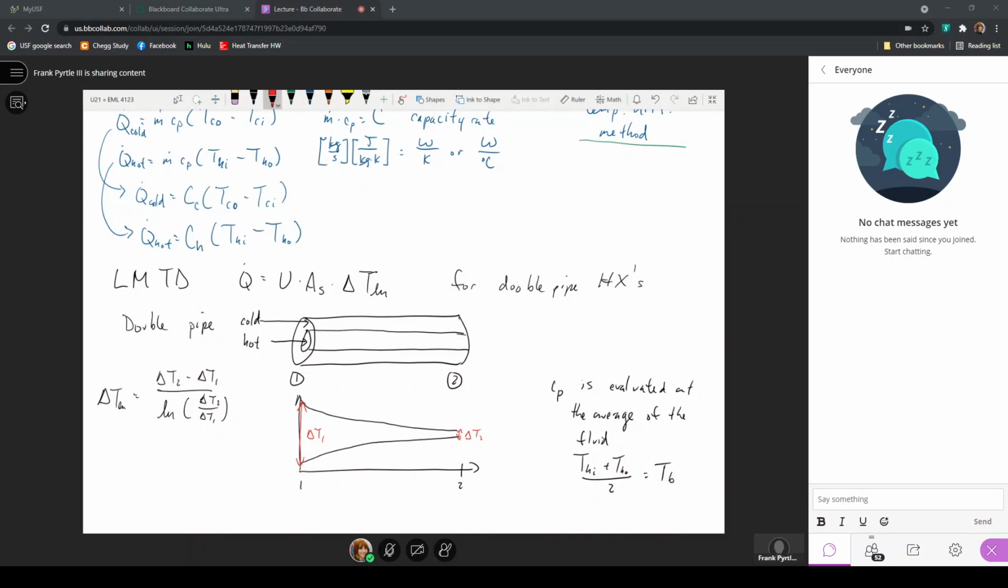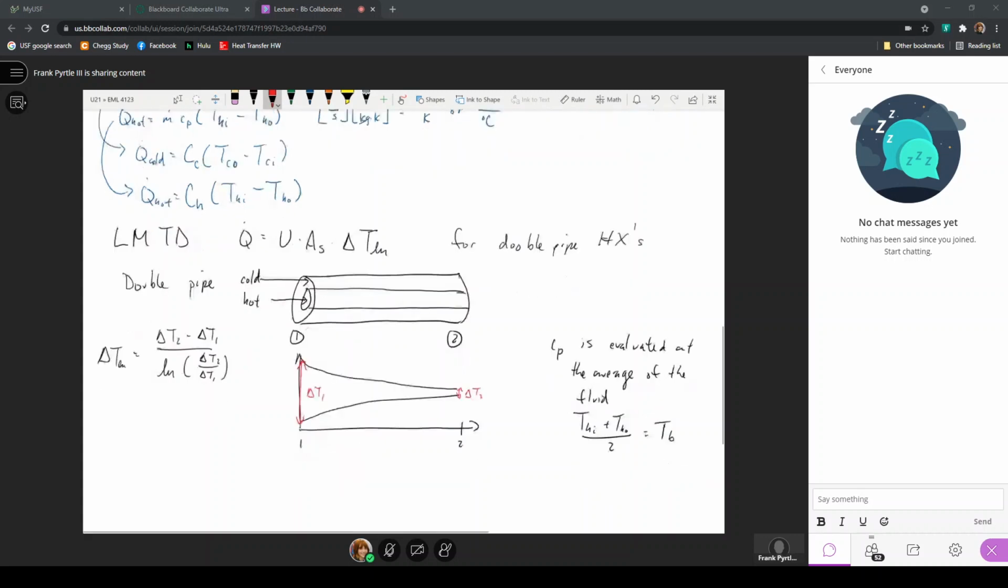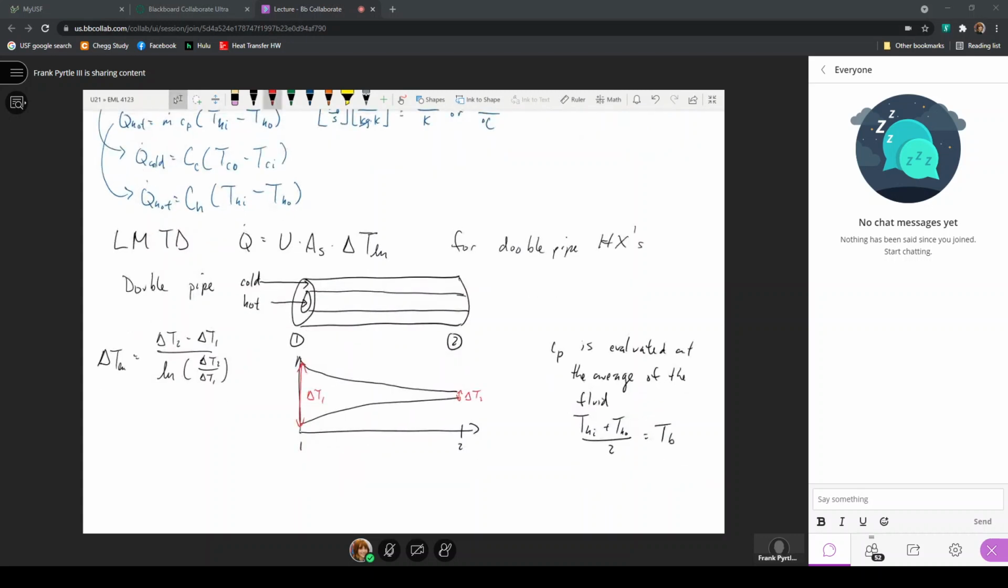The inlet position for both the hot and cold fluid is the same position in the heat exchanger, and the outlet for the hot and cold fluids are both at the same position, number 2 here. And so we can use this expression directly for the calculation of the log mean temperature difference. The same can be applied when we consider a counterflow double pipe heat exchanger.